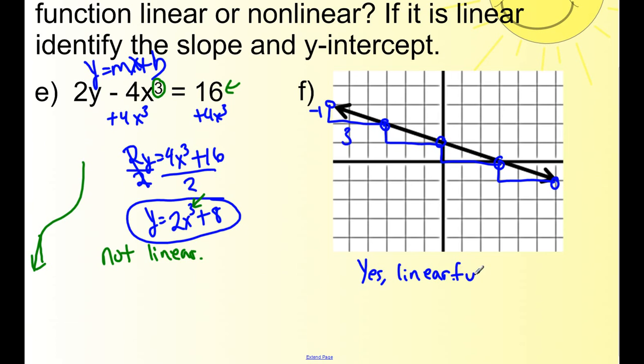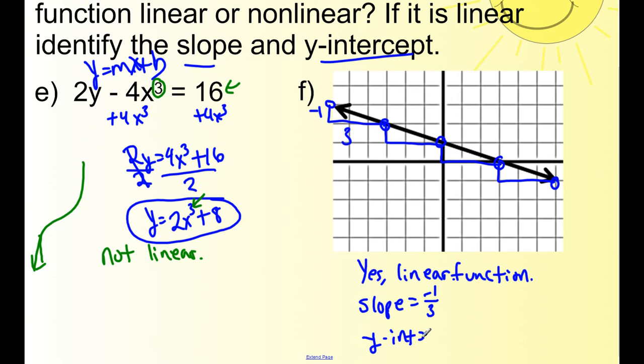Oh, function, I guess. All right, and it asks us if it is linear, find the slope and the y-intercept. Slope and y-intercept. All right, so the slope is, well, this down 1 over 3 stuff. So the slope is down 1 over 3. That's your slope.